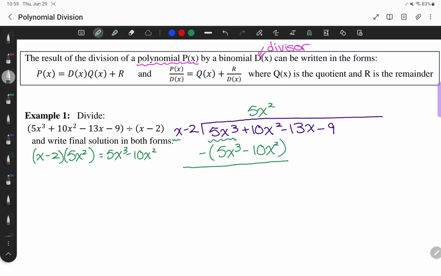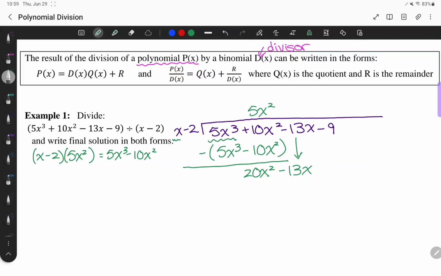Be a little careful with the signs on the next part. 10x squared minus negative 10x squared is actually 20x squared. So that's our third step of subtracting, and then we're going to bring down, in this case, we're carrying the next term down, so minus 13x.